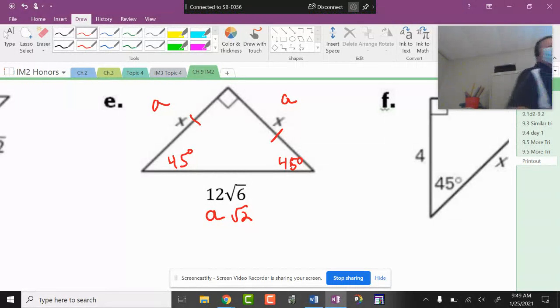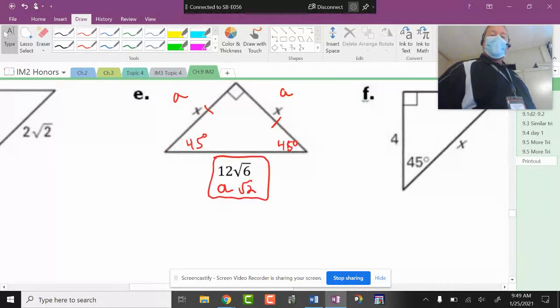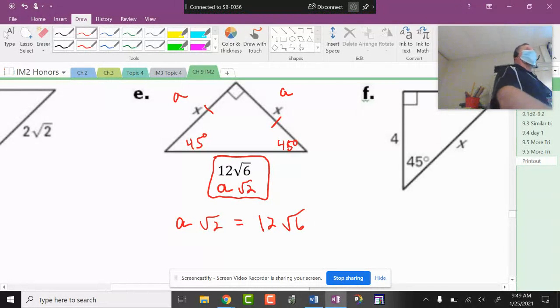That's what you do. Okay, since this is the A root 2 side, and I know what that side is, I use that information to find out what A is. And then therefore I will find out what X is. Okay, knowing this relationship here.